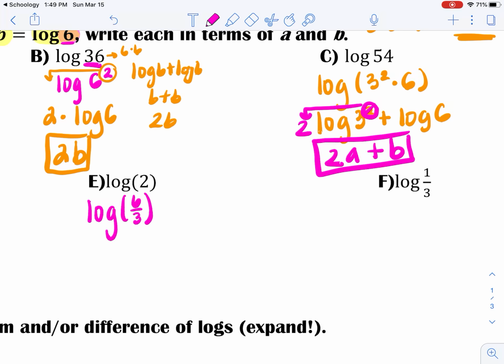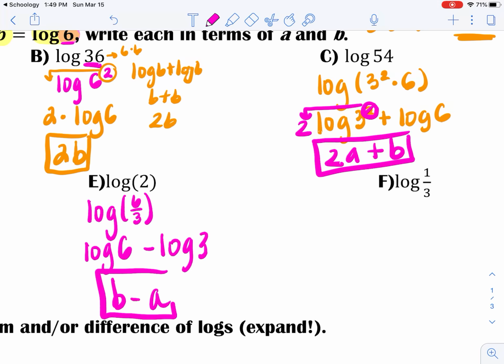Common incorrect answer, b divided by a. You're not replacing the 6 and the 3. You're replacing a log 6 and a log 3, which I don't have yet. So I can break this into log 6 minus log 3. And then I can see b minus a.